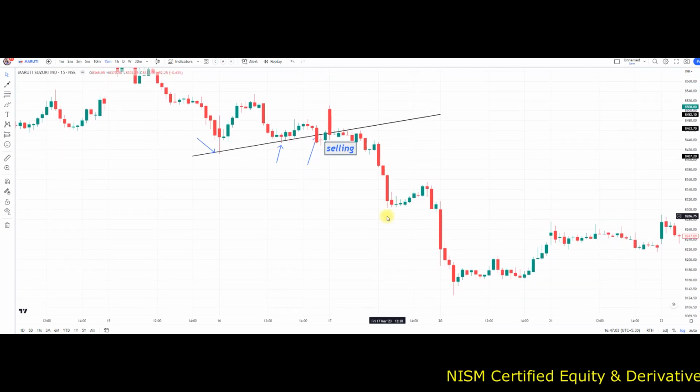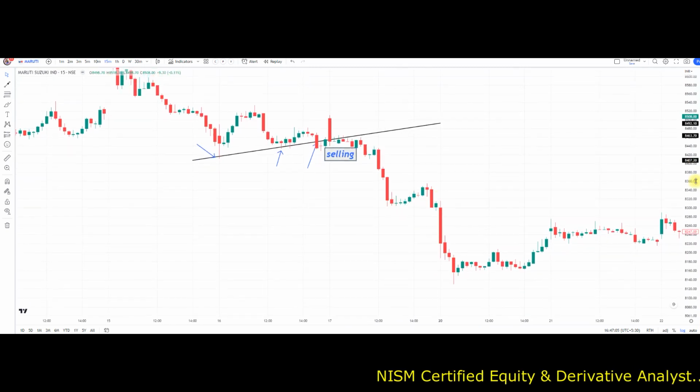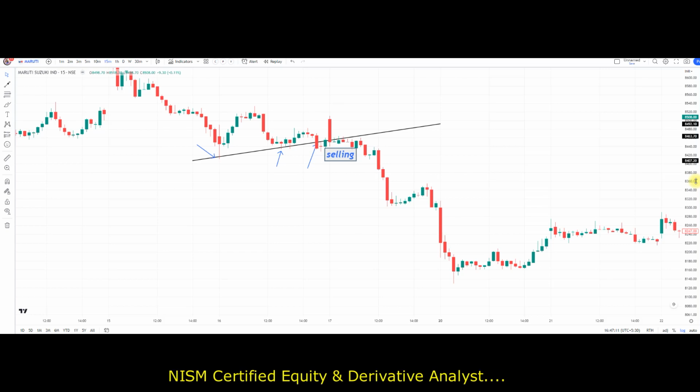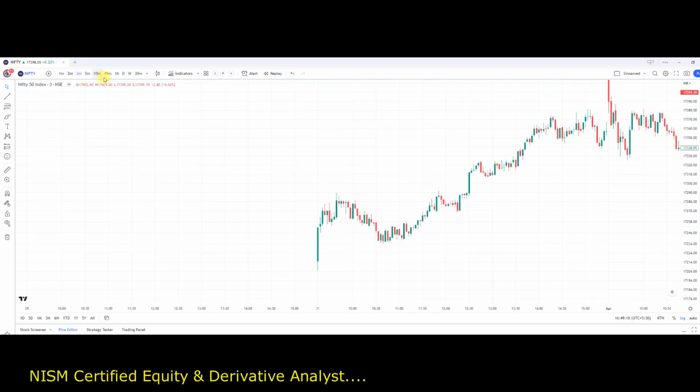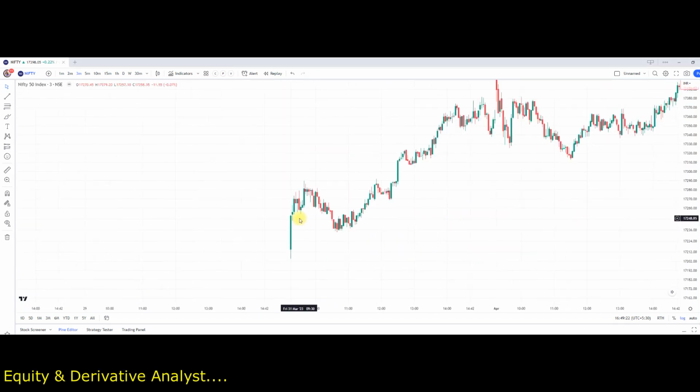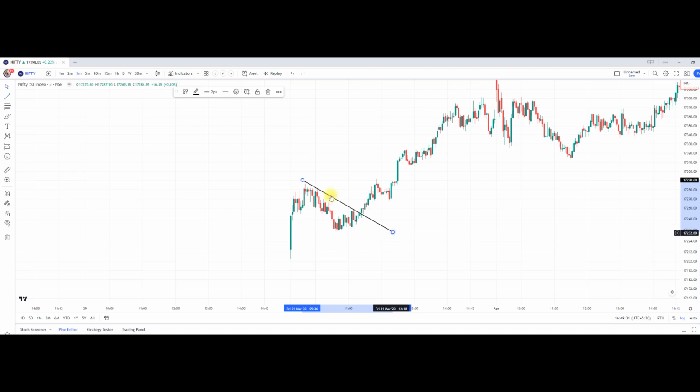This is how we have to identify the patterns. The patterns will not change in any stocks. The candles and the patterns remain the same in all the stocks or in the index. This is the Nifty 3 minutes time frame. Here we will see how to draw the trend line. There is a wick and I am trying to draw like this. Here we can see there are 3 touches.